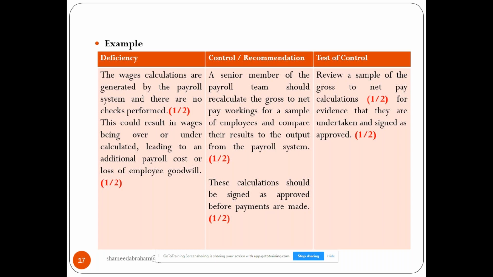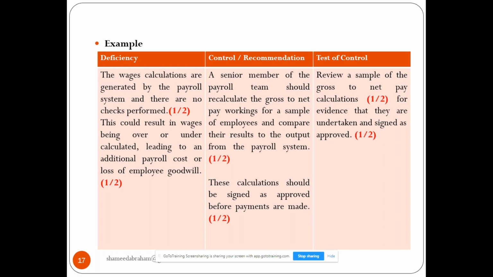What is the test? Now, the control is what management will be implementing. The test of the control, that the bias and the tone has changed completely, is a test that the auditors will be doing. So if the control is that someone should be overseeing the calculations and signing for approval, then the test that the auditors will be performing is to review a sample of those calculations, half mark.